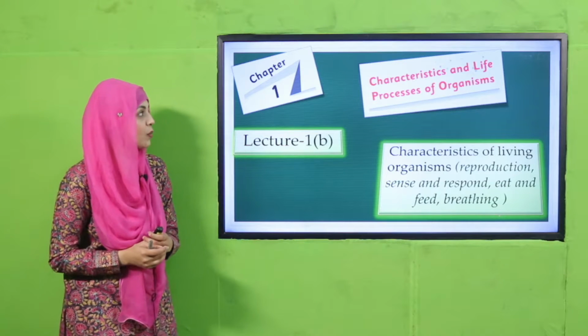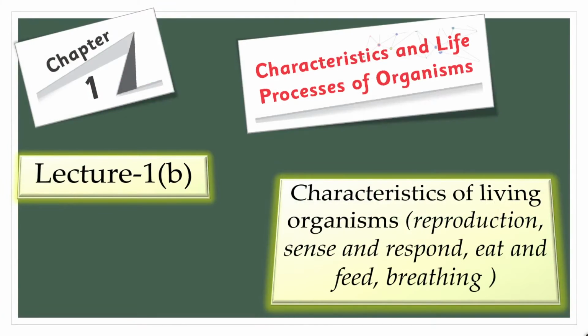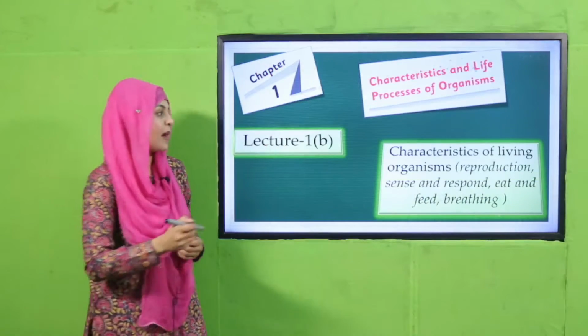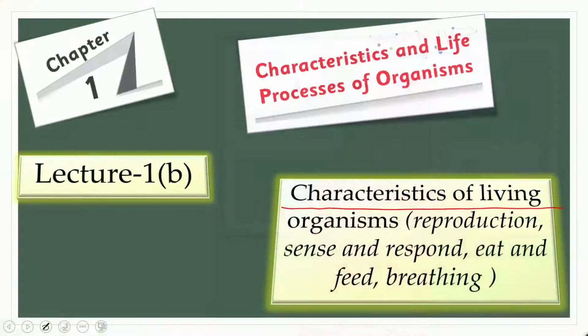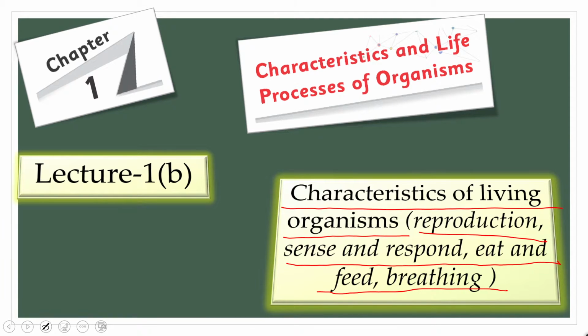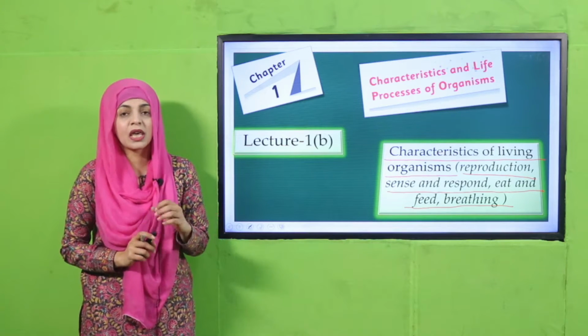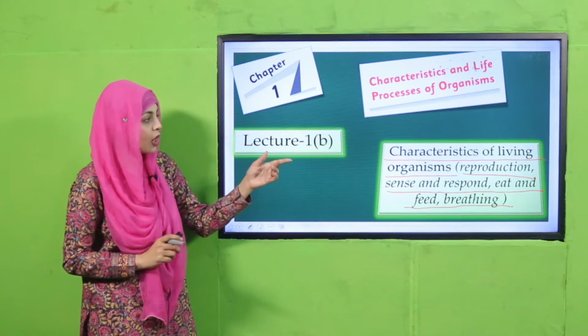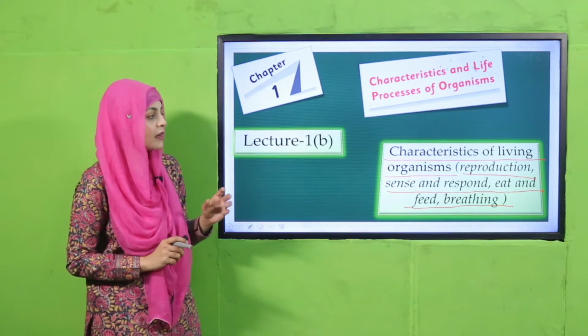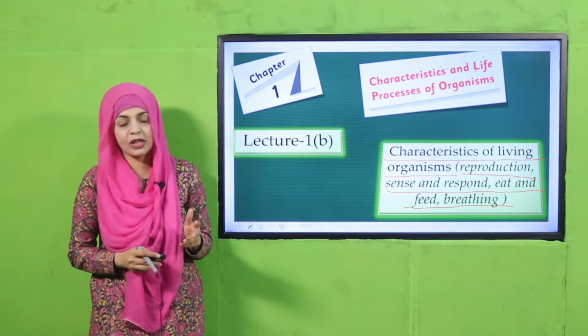My dear students, as you know, we are on chapter number 1, characteristics and life processes of organisms. So today we will start lecture number 1B, and we will study the characteristics of living organisms: reproductive, sense and respond, eat and feed, breathing. आज हम जो characteristics हैं, different features हैं living organisms के, उनके बारे में discuss करेंगे, which are already written here: reproductive, sense, respond, eat, feed, and breathing.